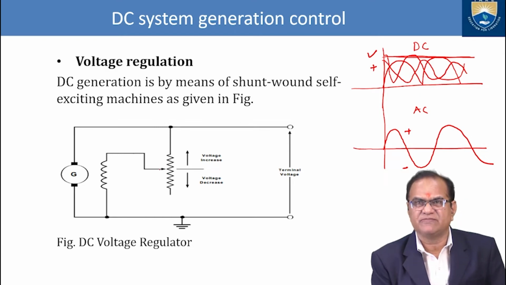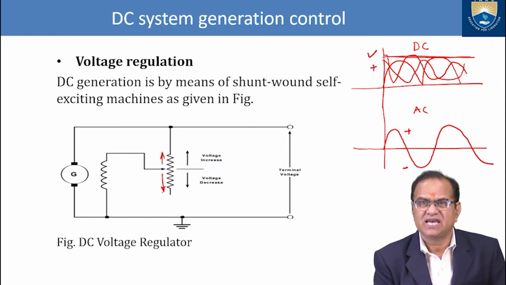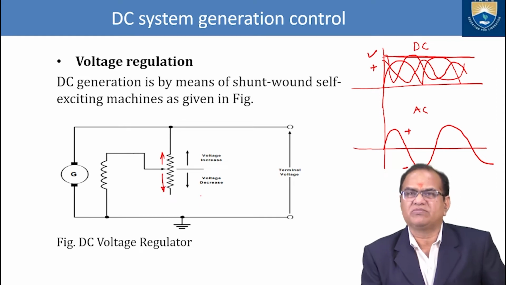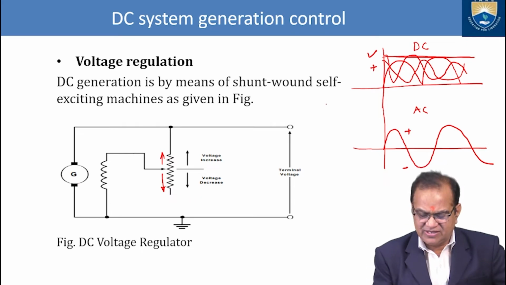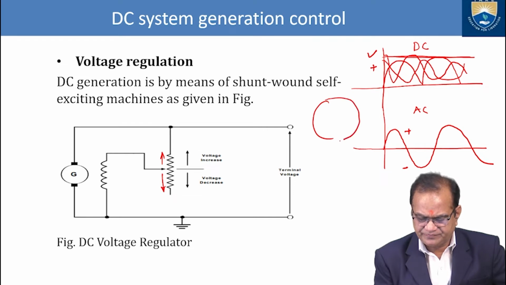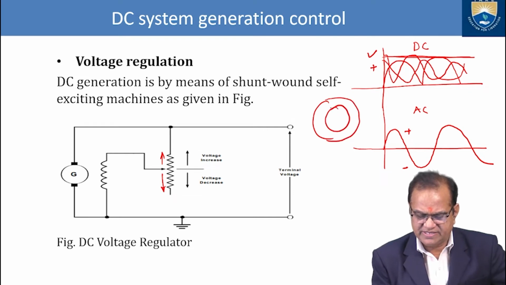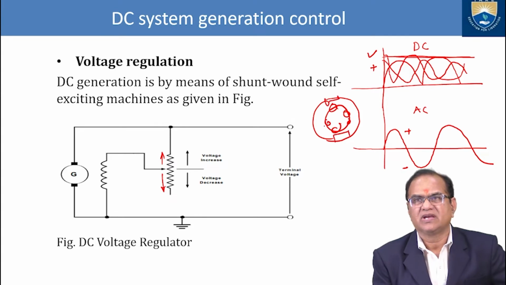There is a resistance here, and this resistance will vary plus or minus as per the requirement of the system. And here this voltage is generated with the help of magnets and coils. These are the magnets here, a number of magnets: north, south, north, south. And these are the coils, and this is the shaft here.